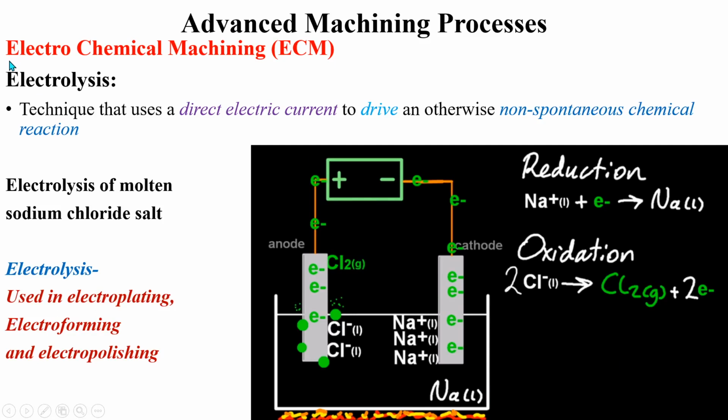Welcome all. In this session, we will look into the details of the electrochemical machining process. Electrochemical machining is one of the advanced machining processes in which the material removal takes place by an electrochemical reaction taking place at the surface of the workpiece. Here, the chemical reaction taking place at the work surface is a non-spontaneous one, which is driven by the supply of the electric current.